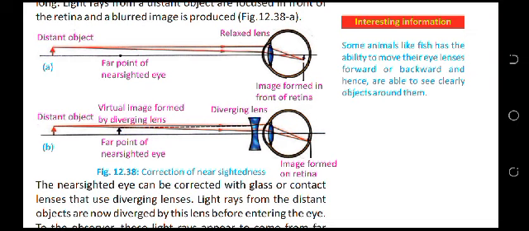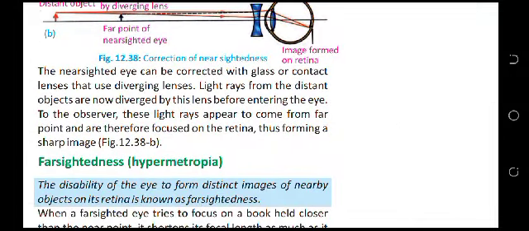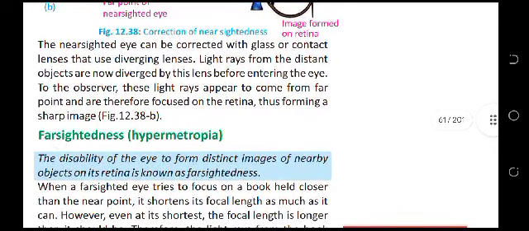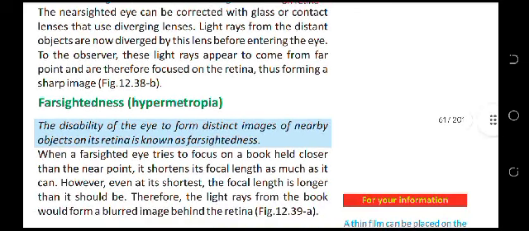Interesting information: some animals like fish have the ability to move their eye lenses forward or backward, and hence are able to see clearly objects around them. The nearsighted eye can be corrected with glasses or contact lenses that use diverging lenses. Light rays from the distant object are now diverged by the lens before entering the eye of the observer. These light rays appear to come from the far point, and are therefore focused on the retina, thus forming a sharp image.